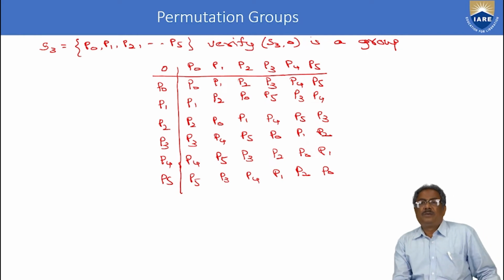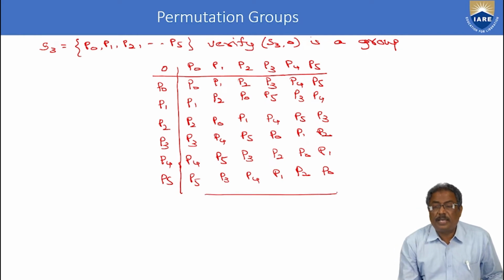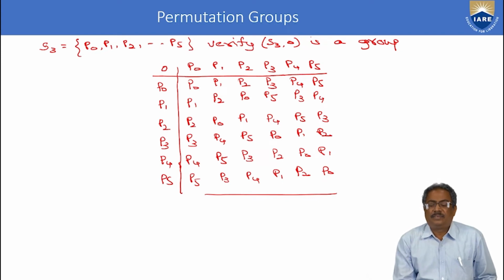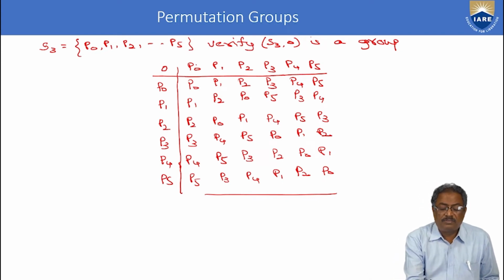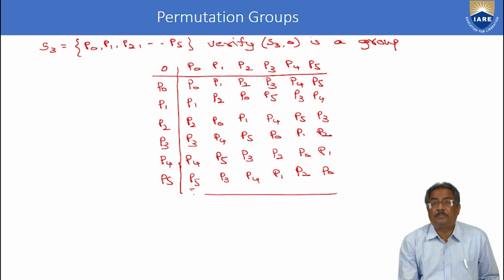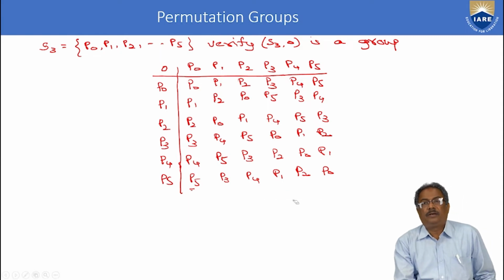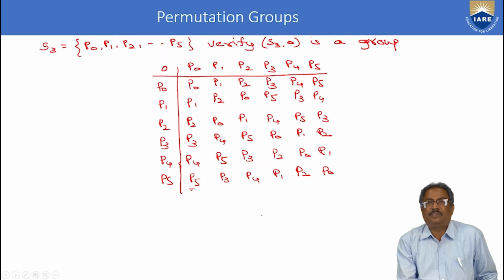Observe, we get the composition table like this. That means P5 circle P naught is P5, because P naught is the identity function. P5 P1 is P3, P5 P2 is P4, like this. So we get the composition table like this.